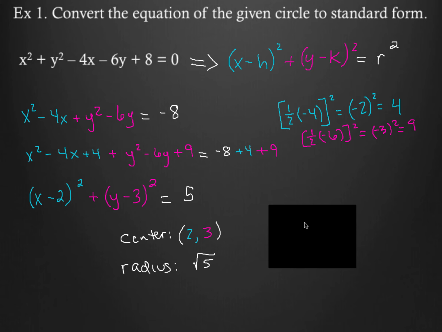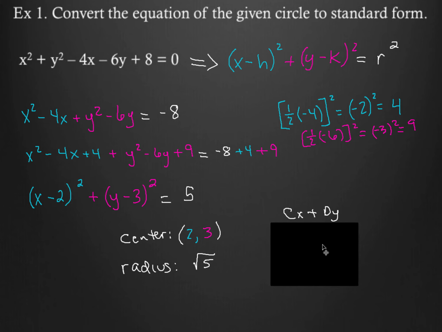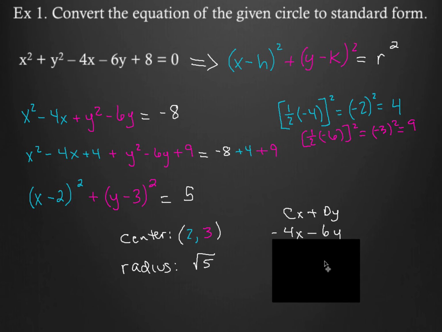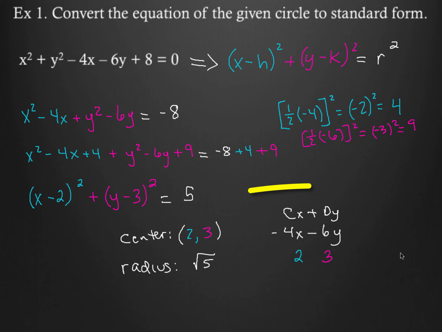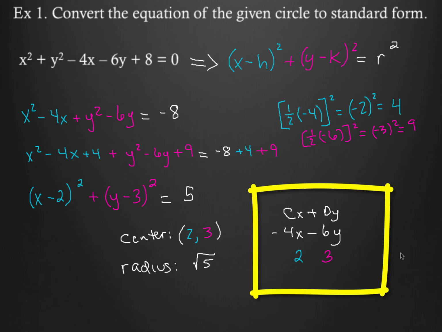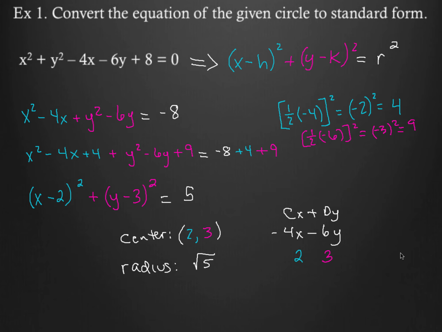But what I want you to do is pay attention to the cx plus dy terms from the beginning, which in this case were just minus 4x and minus 6y. What's the relationship between my cx and dy terms from my original and the center of the circle? There's a pattern there, and I bet you could probably figure it out.